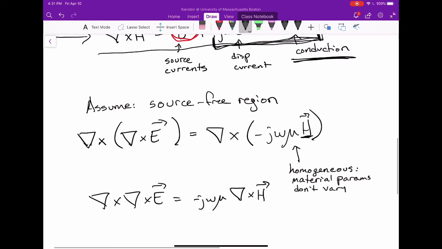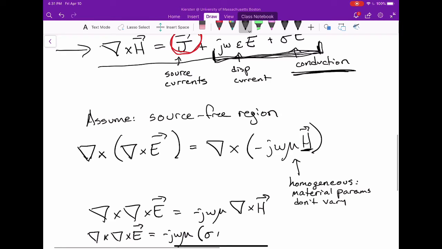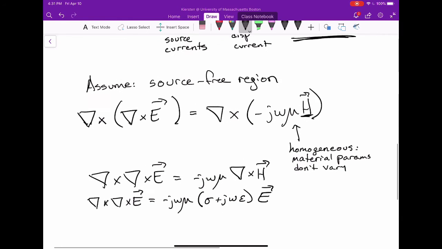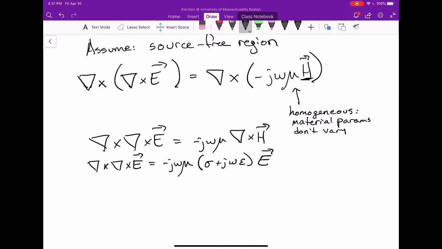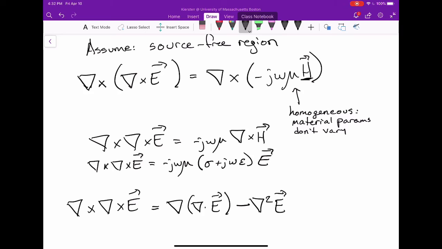That's great. So, rewriting that, curl of curl of E is now minus j omega mu times sigma plus j omega epsilon, times E. That's looking good. Let's simplify that double curl now. The double curl, we know from a vector identity that curl of curl of E is equal to the gradient of the divergence of E minus the Laplacian of E. So let's put that up in there.